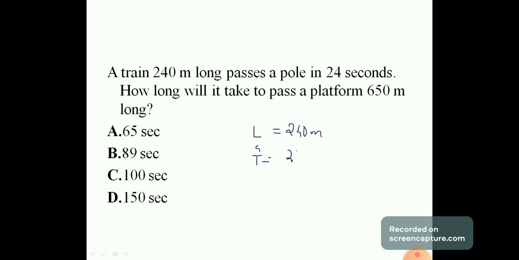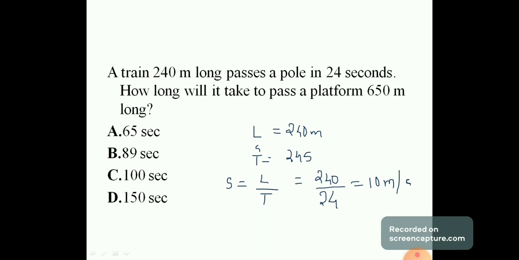Here speed of train you have to find out. Speed of train, as it takes 24 seconds to cross a pole, we know that speed equal to length of train by time taken to cross the pole, that is length by time, that is 240 divided by 24. Yeah, first rule, that is train versus stationary object of no length, 240 by 24 we will be getting 10 meter per seconds. So the speed of the train is 10 meters per second.